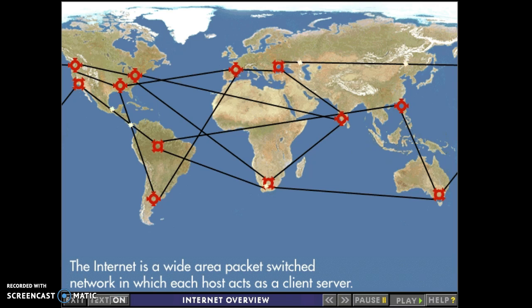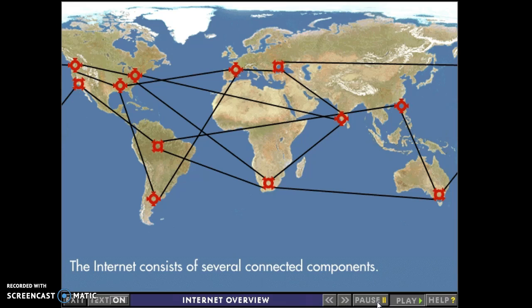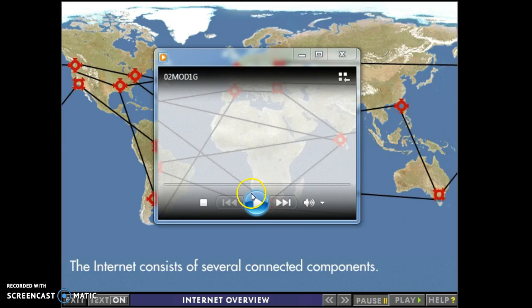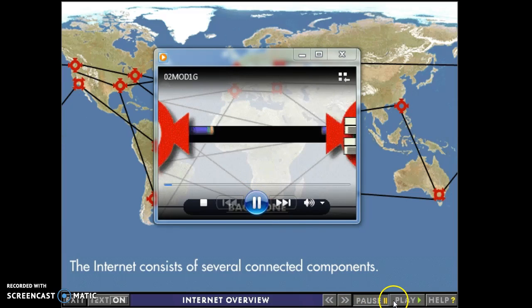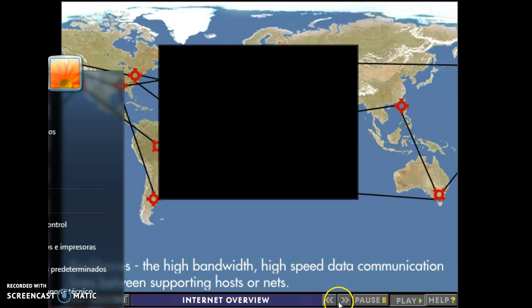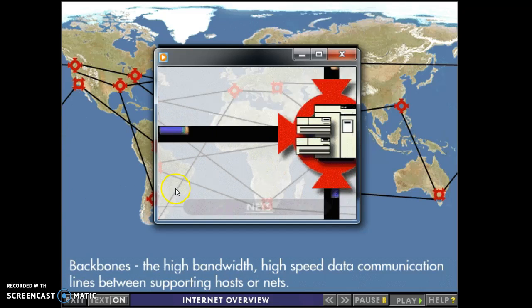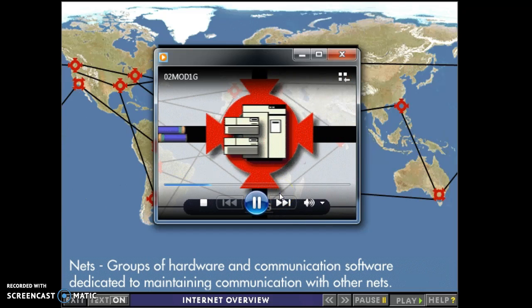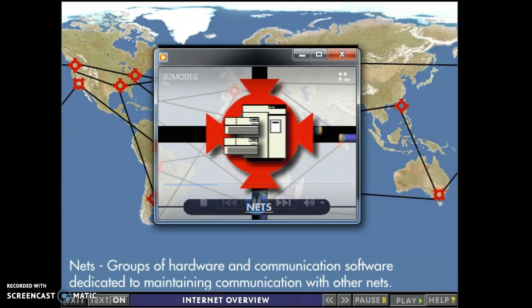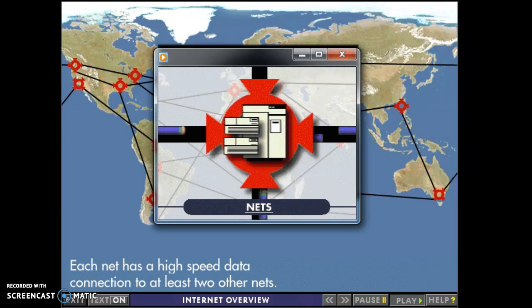A wide area packet-switched network in which each host acts as a client server. The Internet consists of several connected components. Backbone, the high-bandwidth, high-speed data communication lines between supporting hosts or nets. Nets, groups of hardware and communication software dedicated to maintaining communication with other nets. Each net has a high-speed data connection to at least two other nets.